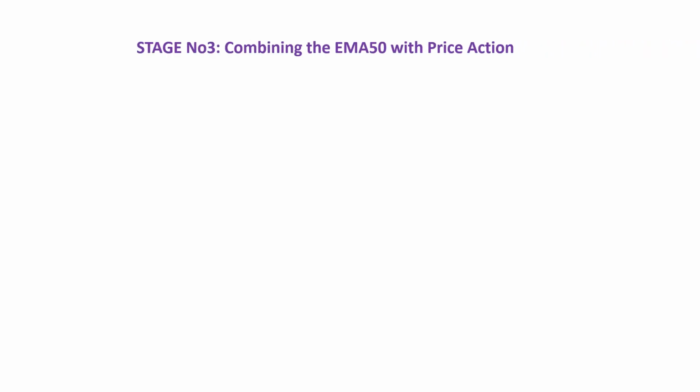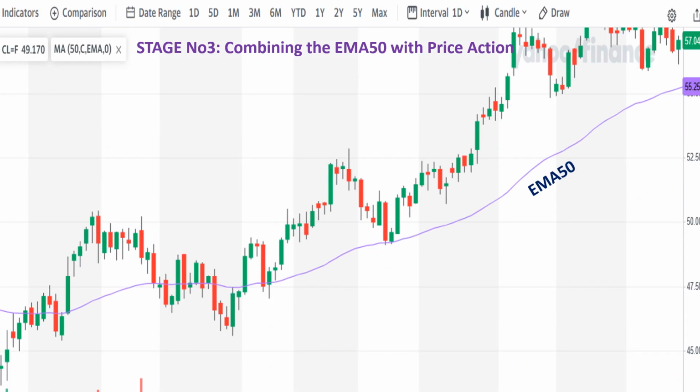Stage number 3, combining the EMA50 with price action. In this segment, I'm introducing the 50-period exponential moving average as a crucial element in analyzing crude oil stock on a D1 time frame chart. This moving average acts as a support level and is integrated with price action for a more comprehensive approach to trading.